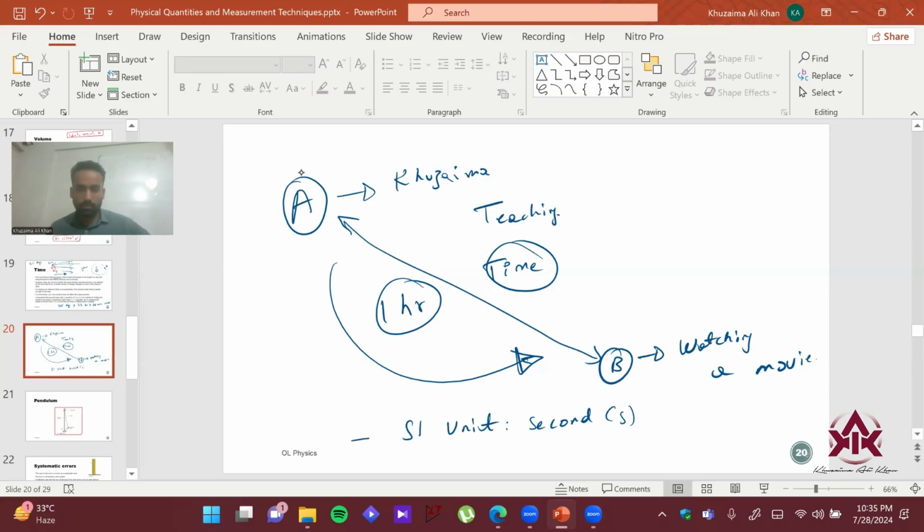And how do we measure it? How to measure it? Yes, Khadija, how do we measure time?